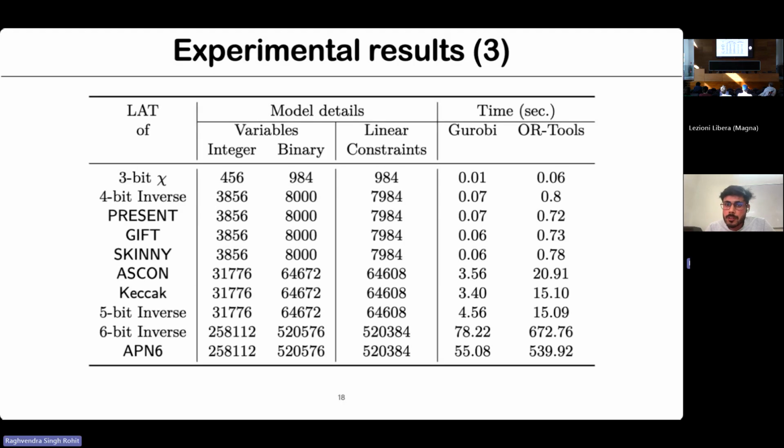Okay, so now in the case of the linear approximation table, we have similar results, but note that it is slightly dependent on the tool you are using. For example, in the case of APN6, using Gurobi can solve this within 1 minute, but other tools take around 10 minutes. So this is again something to see in future, how the solvers are actually impacting the performance. Other tables also have results in our paper, for the boomerang connectivity table and the difference linear connectivity table.